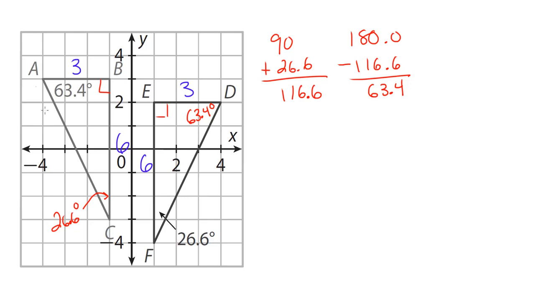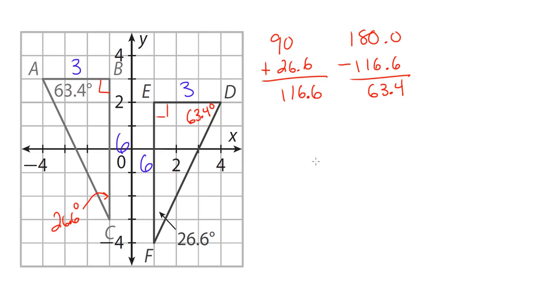Now, as far as side AC and side DF are concerned, I could use the distance formula to find the length of each side, or I could just use some common sense. I see that side AC is the hypotenuse of this right triangle, and side DF is the hypotenuse of this right triangle. And each right triangle has a leg that measures 3 units and a leg that measures 6 units. Therefore, each right triangle's hypotenuse is going to be the same length. So I know that side AC is congruent to side DF.